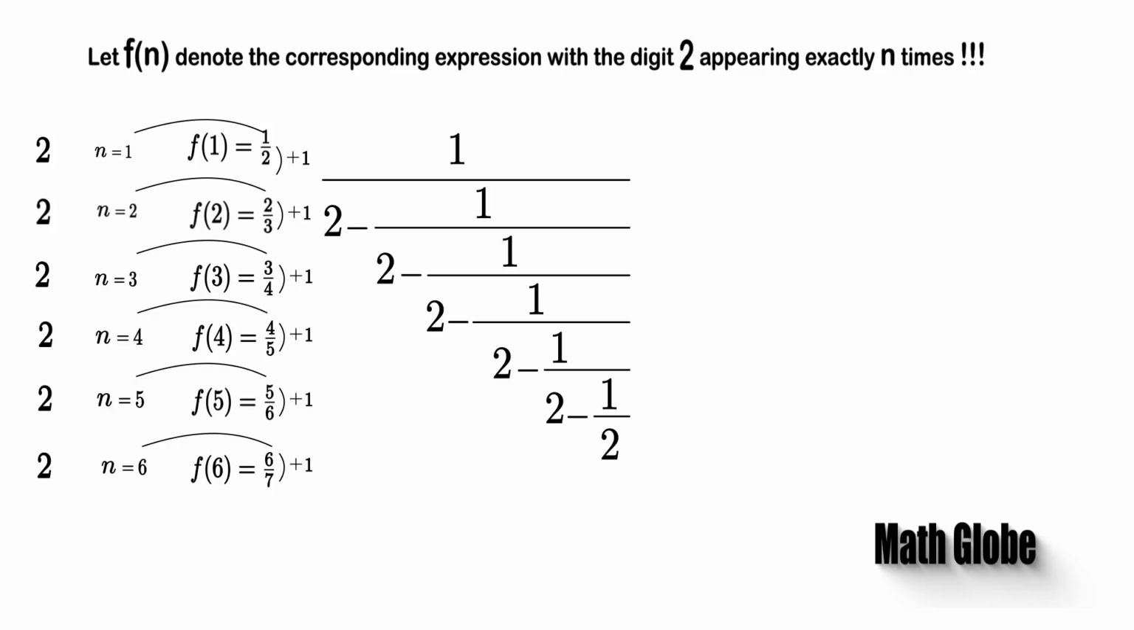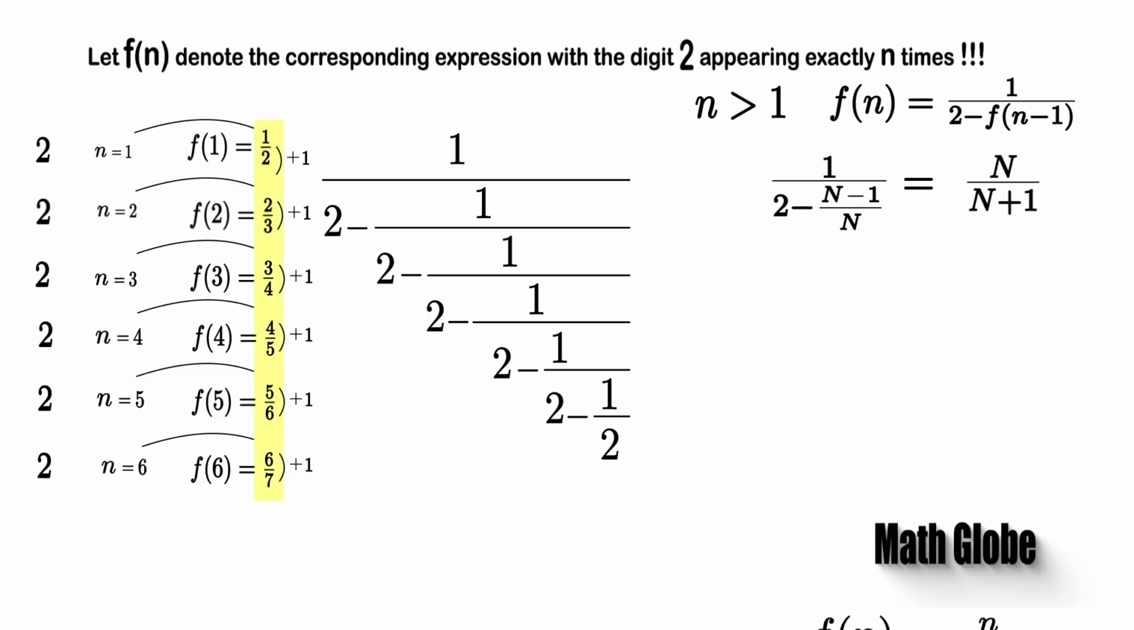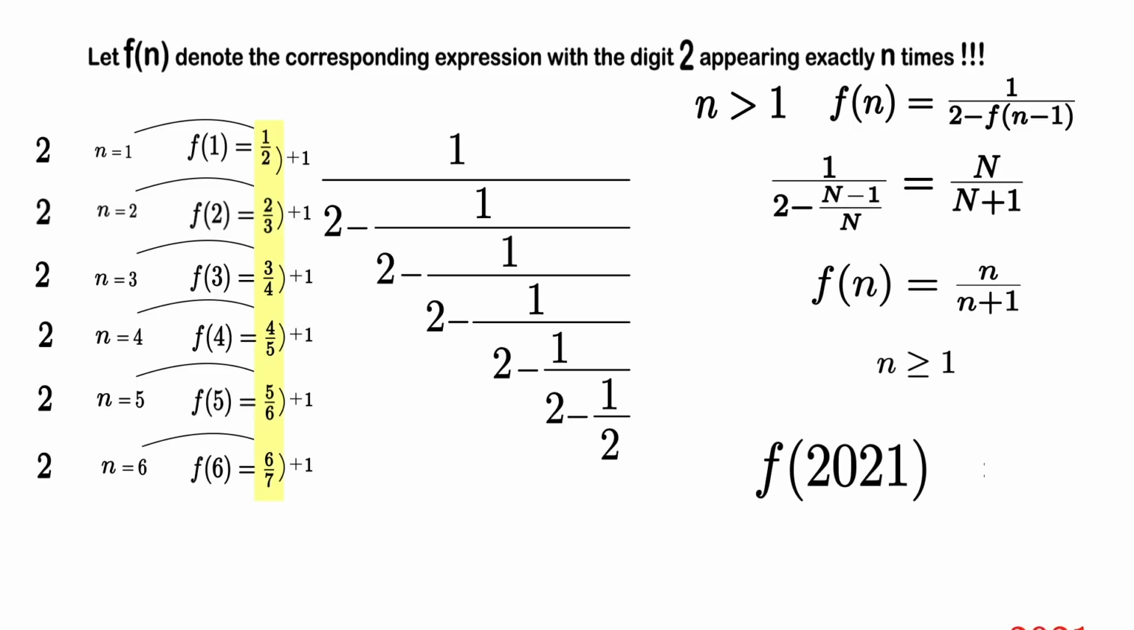Okay, then let's keep playing around until we see a pattern. As a result, the function f of n can be generalized as follows. From this we note that the denominator is always equal to n plus 1. As given in the question, f of 2021 will be 2021 over 2022. And this is the solution.